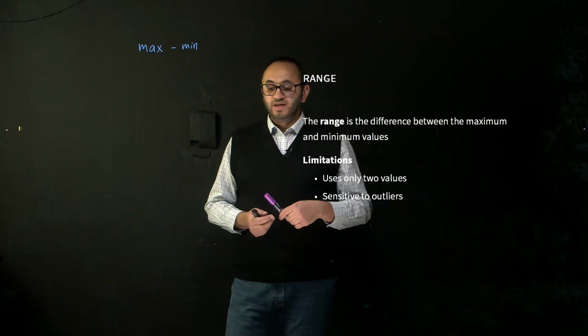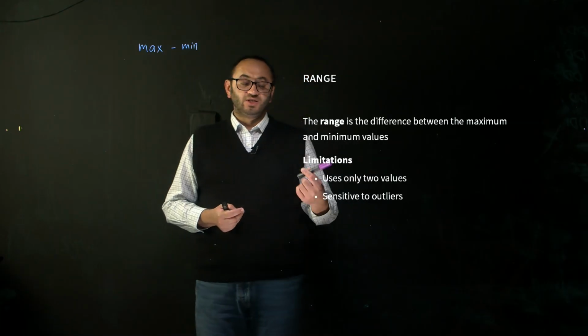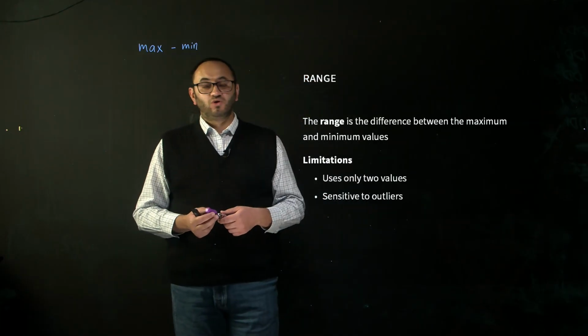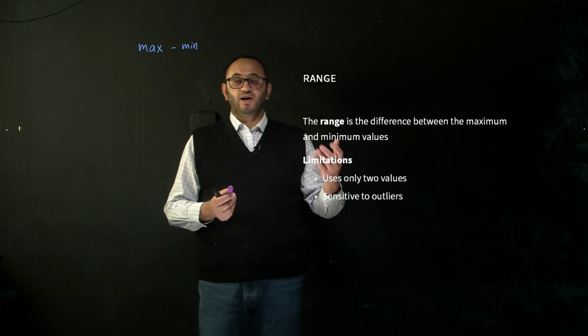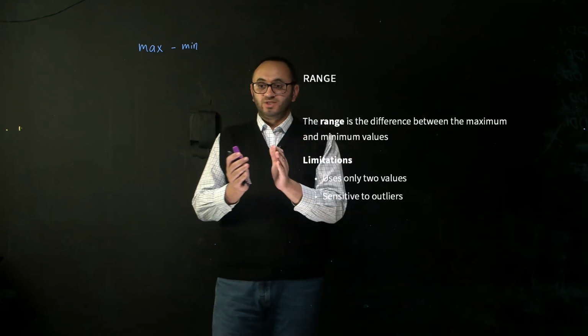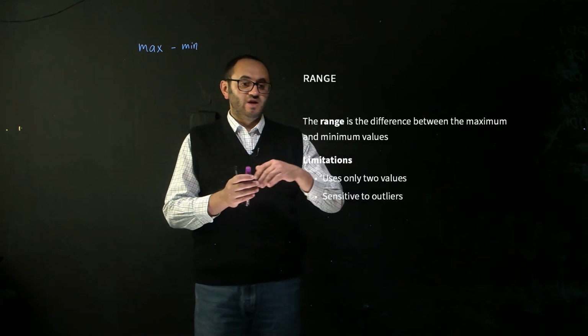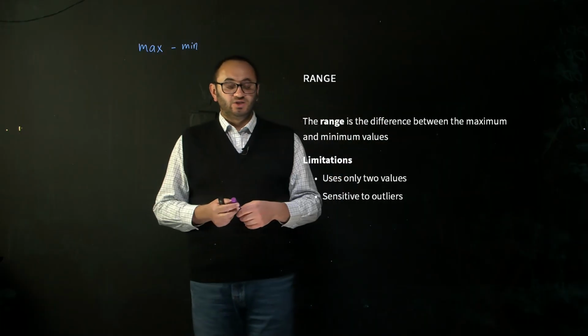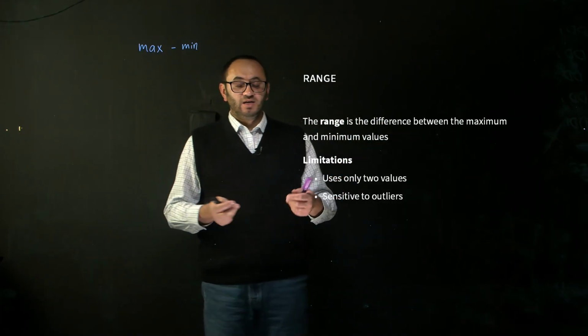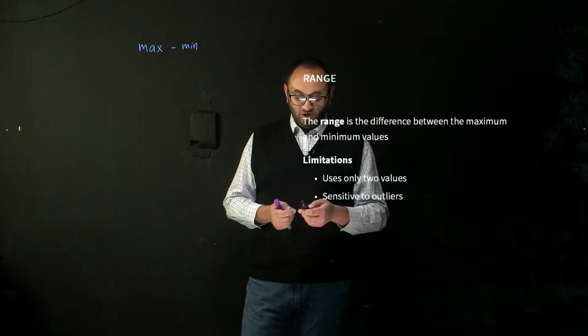And the range is very sensitive to outliers because it's the maximum minus minimum, right? So if we have some numbers that are close to each other and then we have a very large number, then in this case we have outliers, and the range is very sensitive to outliers.